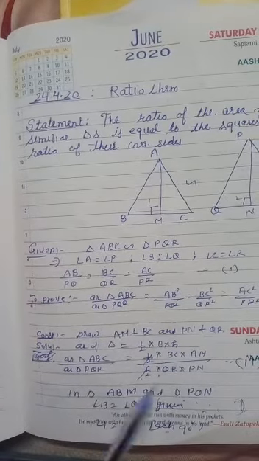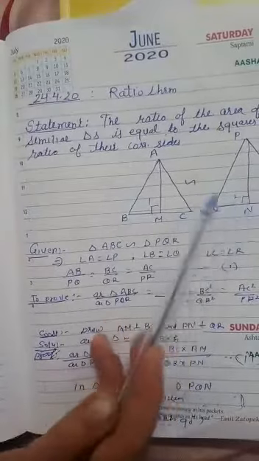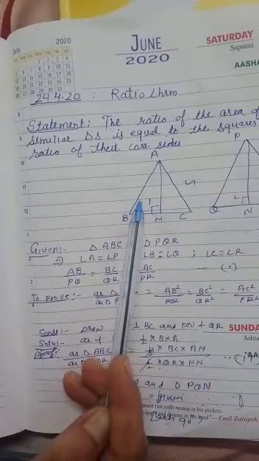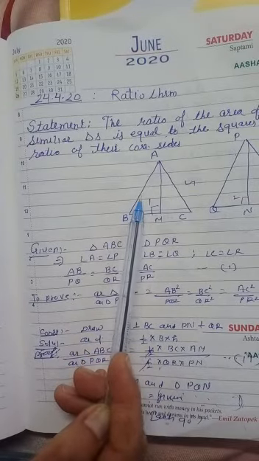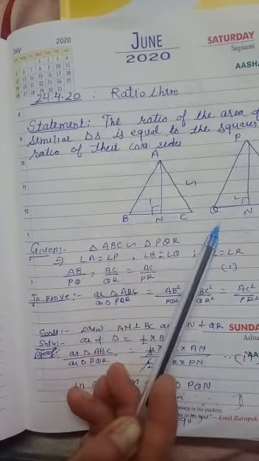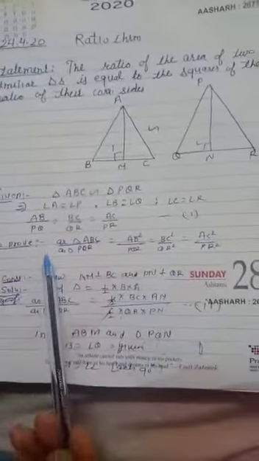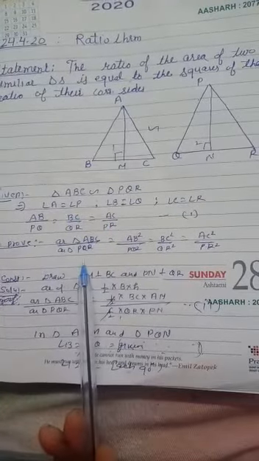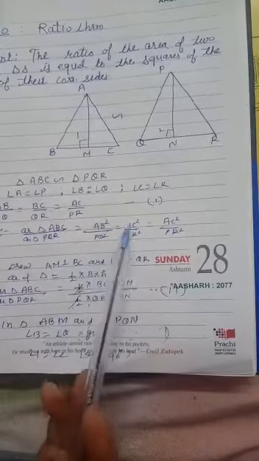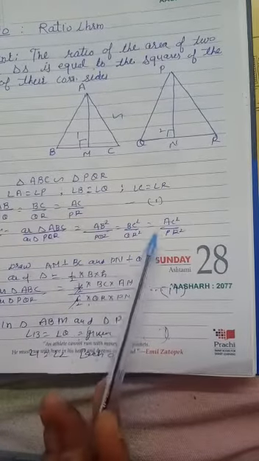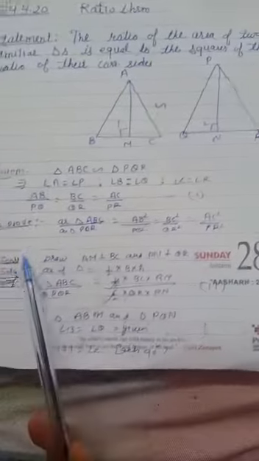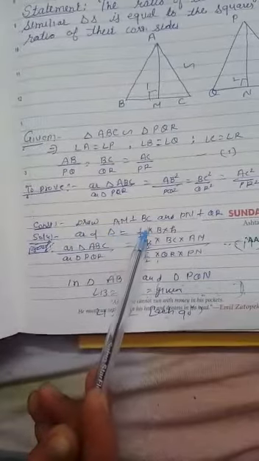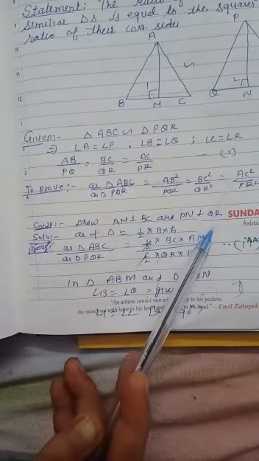For this we are given triangle ABC similar to triangle PQR. As these two triangles are similar, their corresponding parts are in similarity, means angles are equal, sides in ratio. Okay, so first of all we have written triangles similar. Now to prove that area of triangle ABC and triangle PQR is equal to AB square upon PQ square is equal to BC square upon QR square is equal to AC square upon PR square. For this we have done the construction. What construction have we done? Draw AM perpendicular to BC and PN perpendicular to QR.